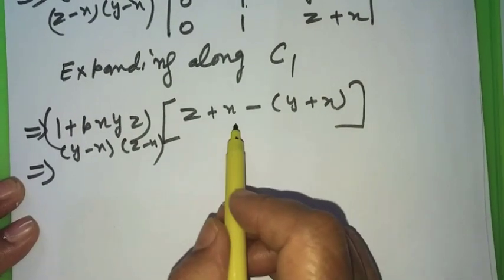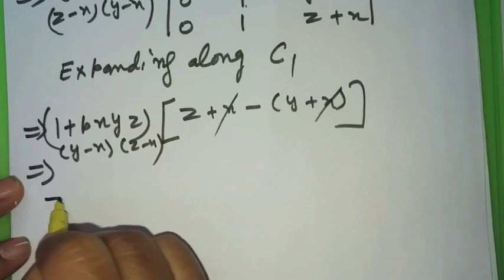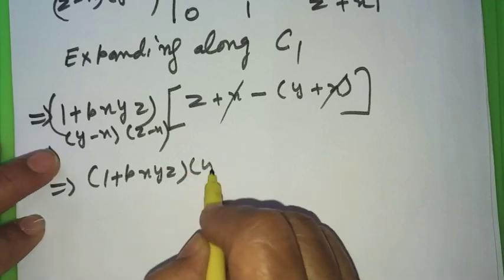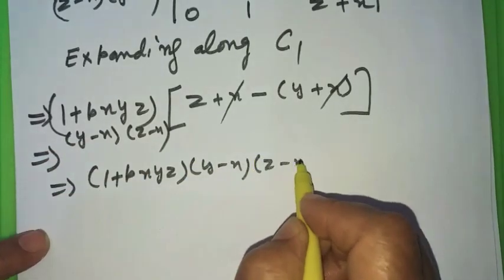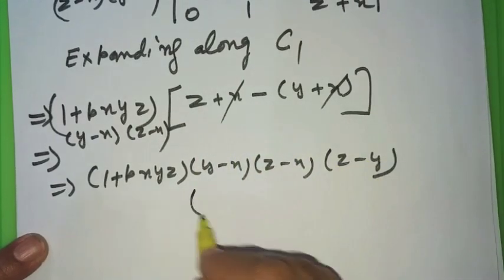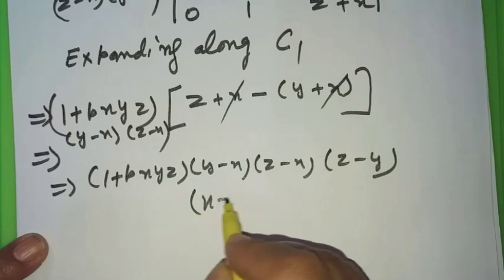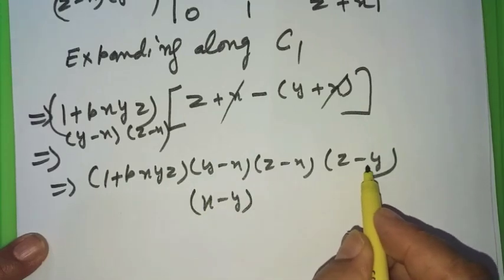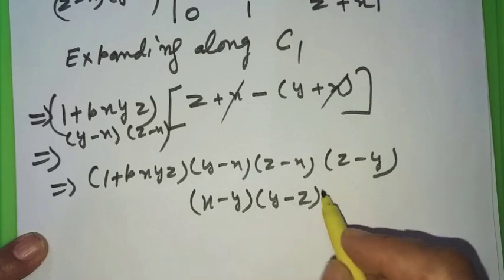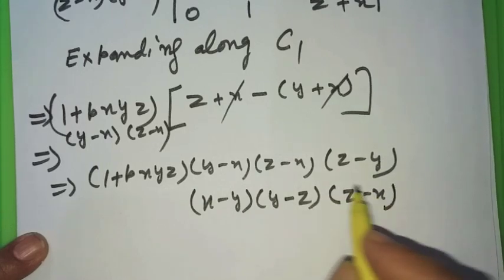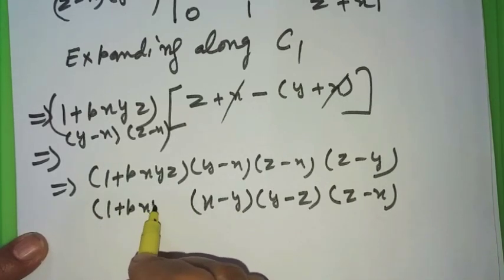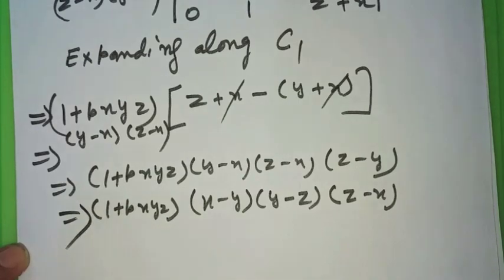So now I can see that x and minus x will cancel. So we will be having the term 1 plus p x y z into y minus x into z minus x into z minus y. I can take minus common from this term, so this becomes x minus y. I can take minus common from this term, so this will become y minus z. Minus 1 that we have taken common got multiplied and it became plus 1 and it becomes z minus x, and also this term 1 plus p x y z, and this is what we had to prove.